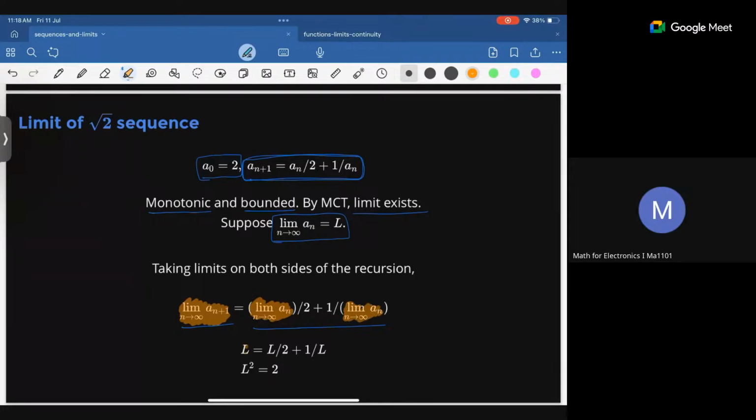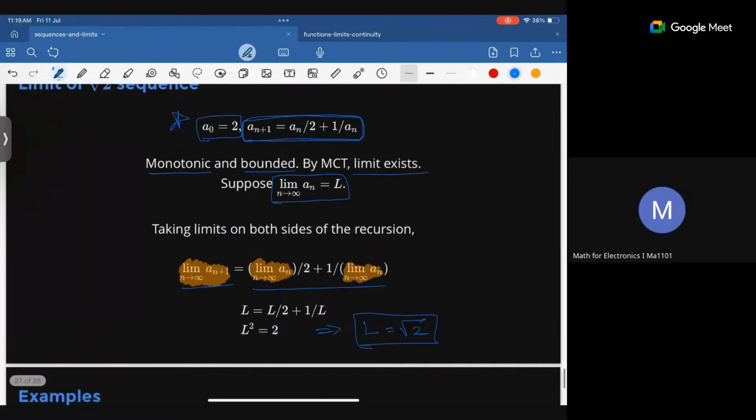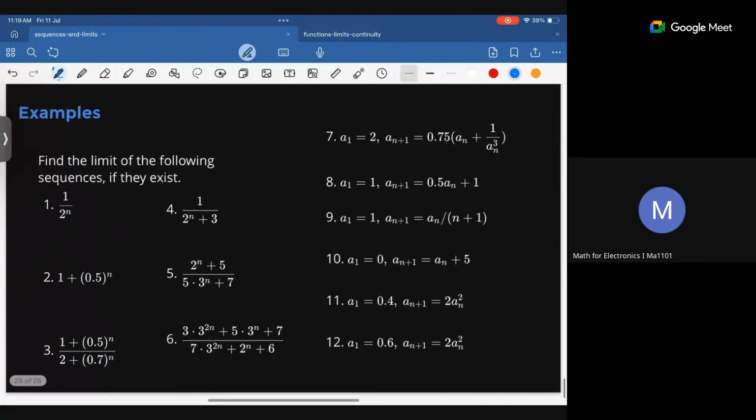So the expression will now become L is equal to L by 2 plus 1 by L. If I bring this L by 2 over to the left hand side, I will have L minus L by 2, which is L by 2. So L by 2 is equal to 1 by L. Bringing the L terms on one side and the other terms on the other side, I will have L square is equal to 2. So from this, I get L is equal to square root 2. So the limit of this particular sequence defined like this is actually root 2. So this is where MCT helps us.